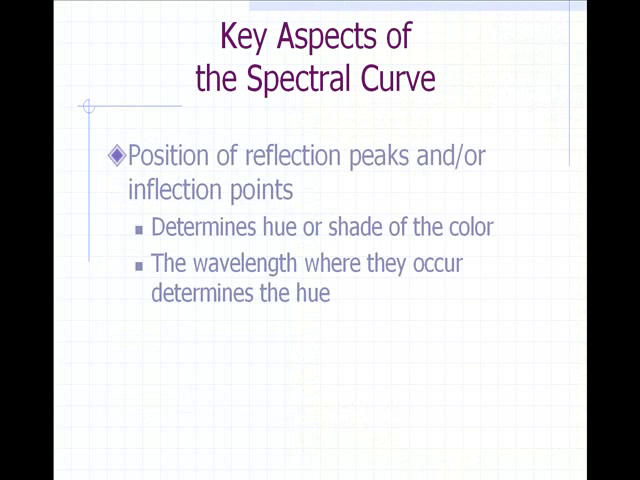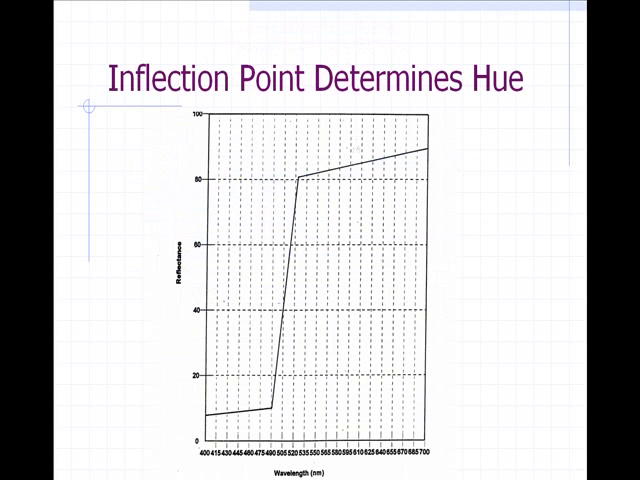Another key aspect of a spectral curve is the position of the reflection peaks and/or the inflection points. These positions determine the hue or the shade of the color. If we look where the curve goes up quickly and then follow down from that point to the scale that shows the wavelengths of light that correspond to it, we can determine the hue of that particular color. The wavelength, if you think back to one of the earlier classes, that corresponds to the curve is the hue of that particular color. Here's a picture that shows that.